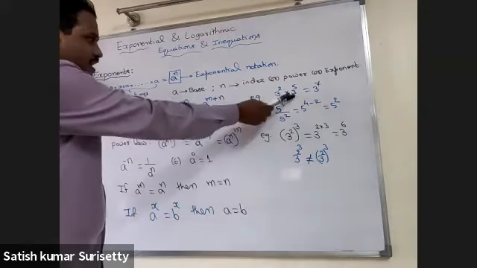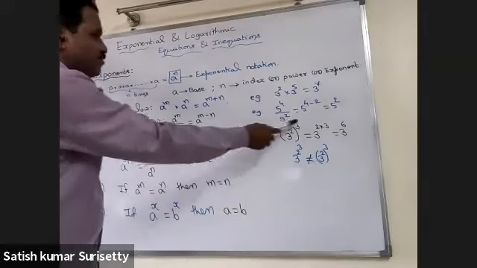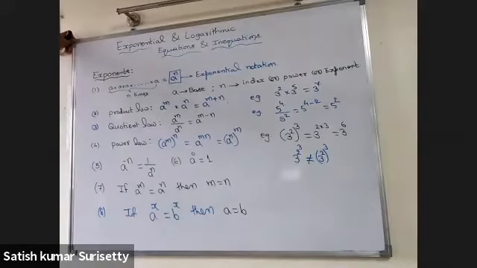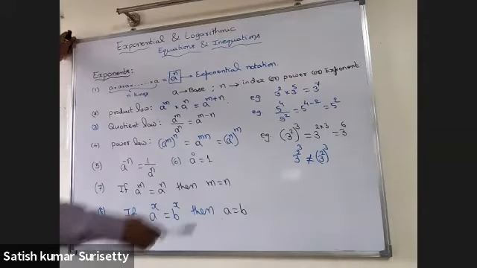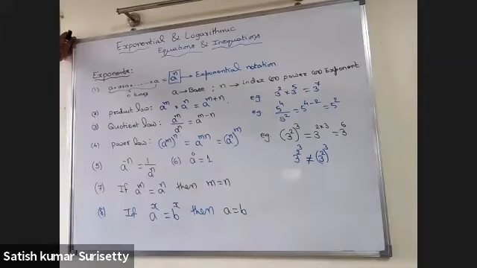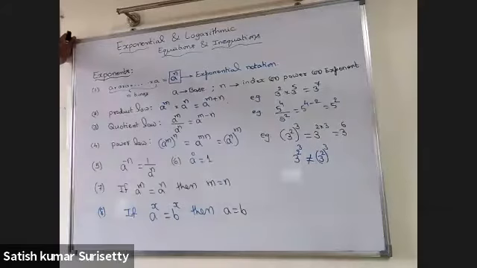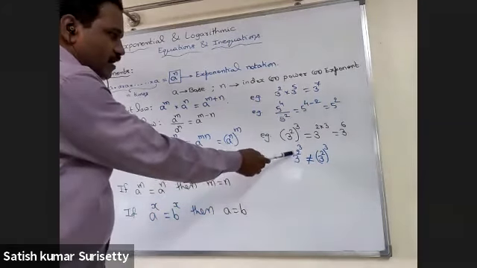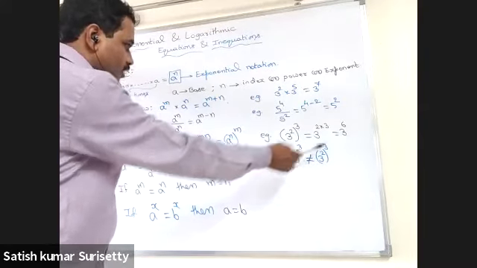3 square into 3 power 5 is 3 power 7, and 5 to the power of 4 upon 5 square is 5 to the power of 4 minus 2, which is 5 square. Next, power law: a to the power of m whole to the power of n will be the same as a to the power of m into n, which can also be written as a to the power of n whole to the power of m. Example, 3 square whole cube equals 3 to the power of 2 into 3, which is 3 to the power of 6. Now remember that 3 to the power of 2 to the power of 3 is not equal to 3 to the power of 2 in bracket whole power 3.